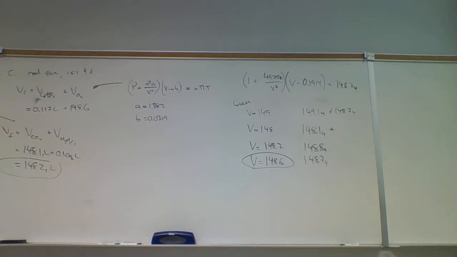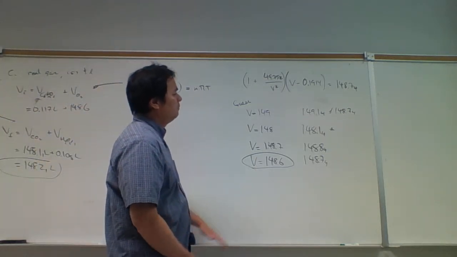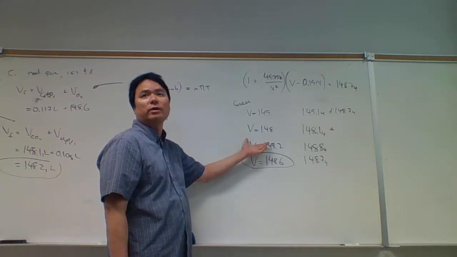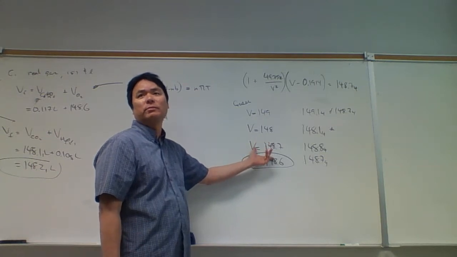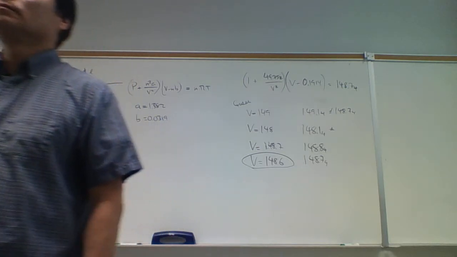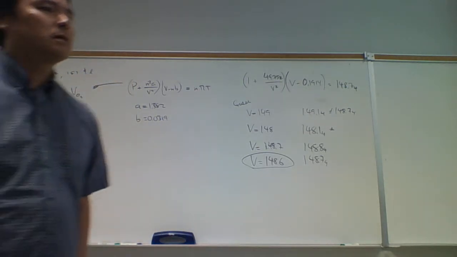The morning class just guessed 148.6, but I probably would have guessed 148.7. But the students guessed 148.6. So we got it in 3. I mean, just the equation itself. The equation I just got from the book.